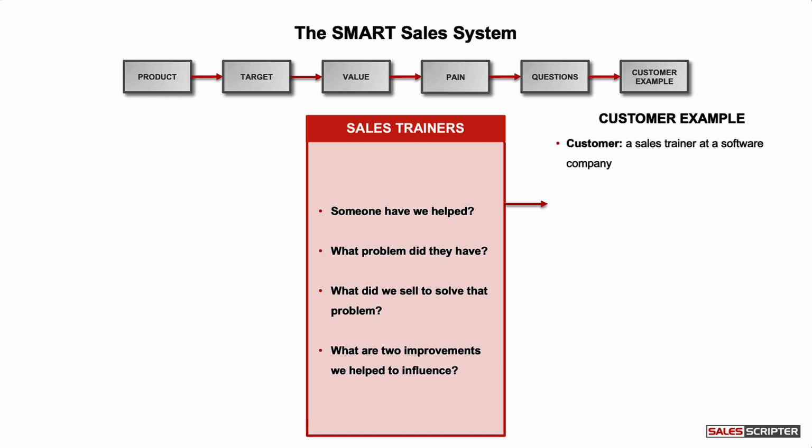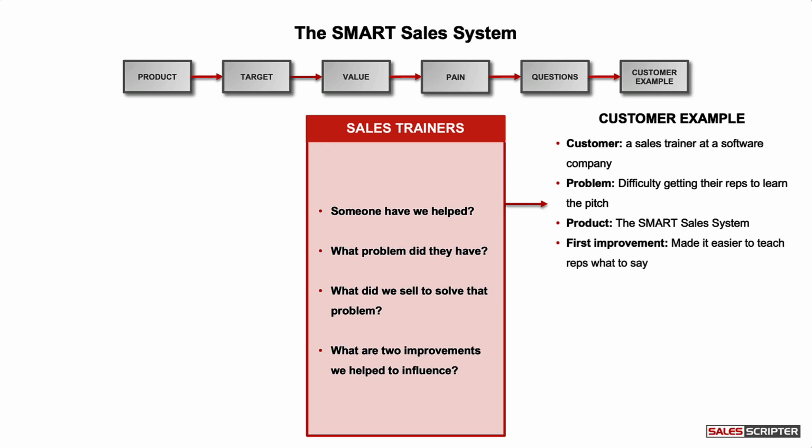So for our sales message, our customer is a sales trainer at a software company. The problem they had was difficulty getting reps to learn the pitch. We solved that with the Smart Sales System. The first improvement was that we made it easier to teach reps what to say. And the second improvement is that we improved performance for every rep on the team.